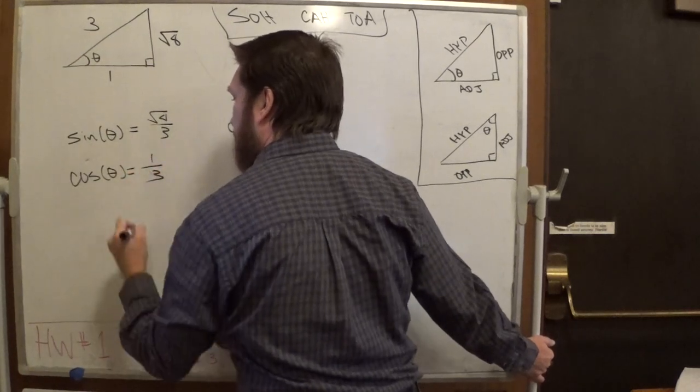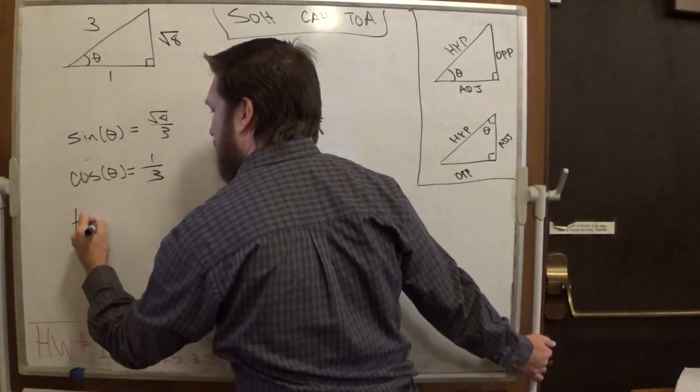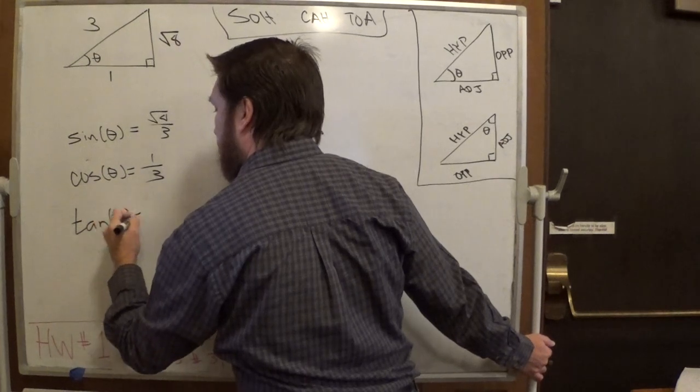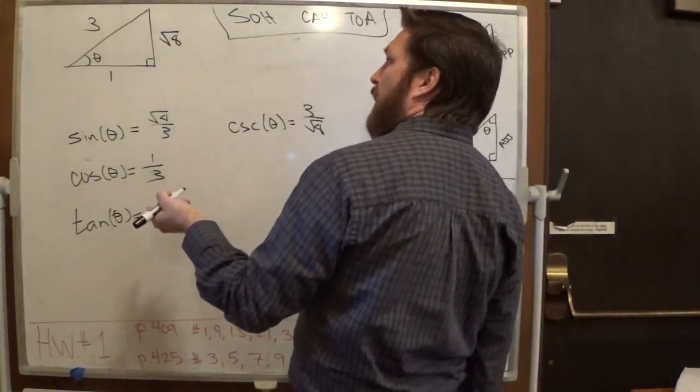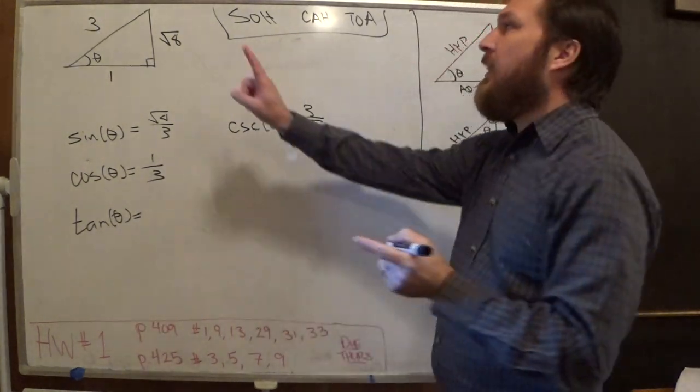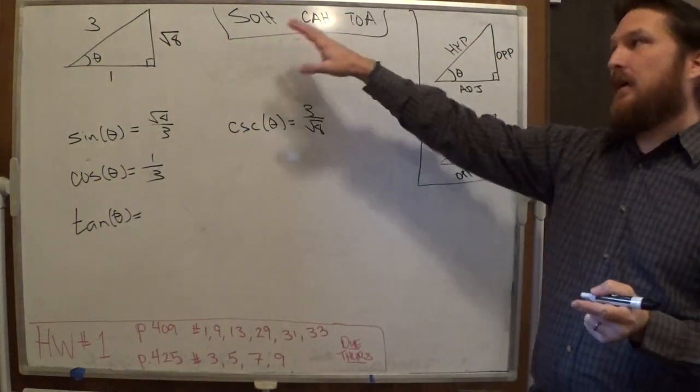1 over 3. And what's tan theta? Root 8 over 1. Oh, no, 1 over root 8. Root 8 over 1, yeah. Oh, so tan, I always go back to this.